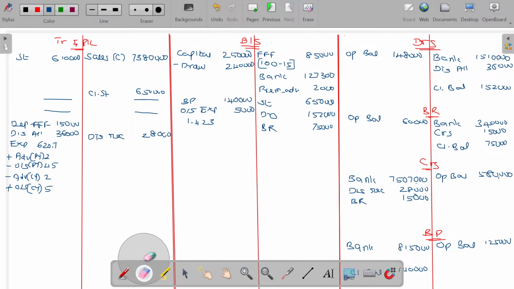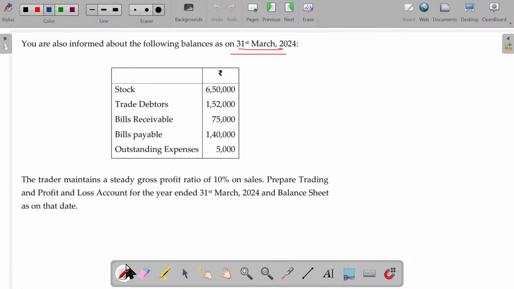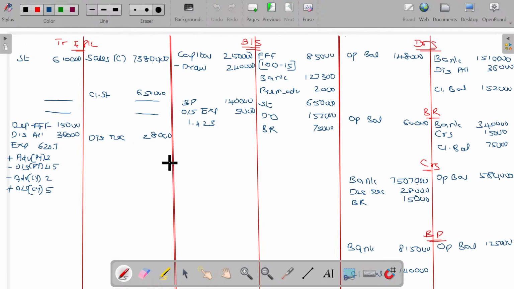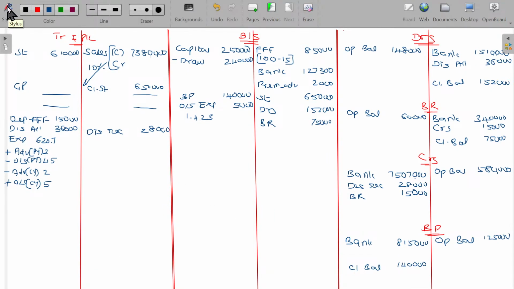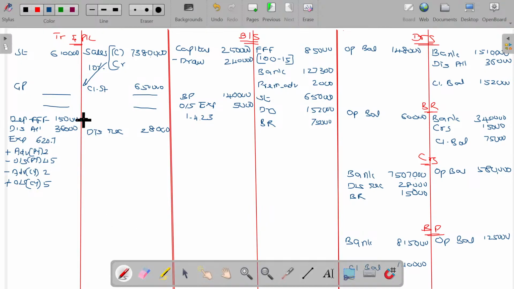Is that okay? Now what happens? Trader maintains a steady gross profit ratio of 10% on sales. So the GP being whatever sales may be, cash sales as well as credit sales both, on that it should be 10%. Okay. Now finish off tallying the ledgers now. There will not be any more complications.